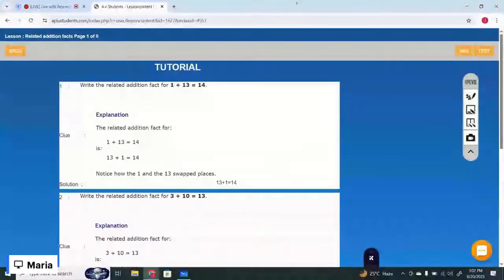Write the related addition fact for 1 plus 13 equals 14. So the other related addition fact is 13 plus 1 equals 14. You just have to swap these numbers, that is 13 plus 1 equals 14. Let's just start with the test questions.